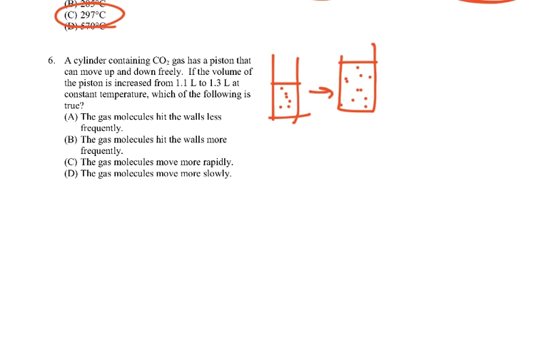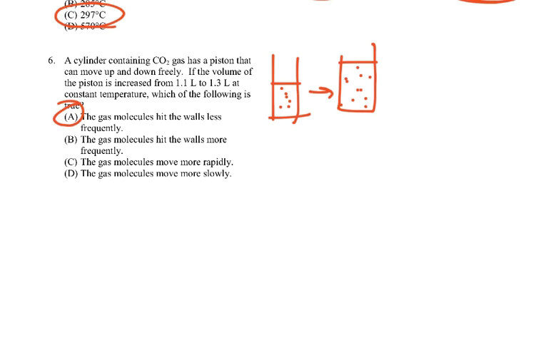So the gas molecules hit the walls less frequently. I would say that is definitely true, because they have farther to go. They have to move farther, because the container is bigger, so they're not going to hit quite as often. And that means the pressure is going to go down. So answer A, I think, is good.